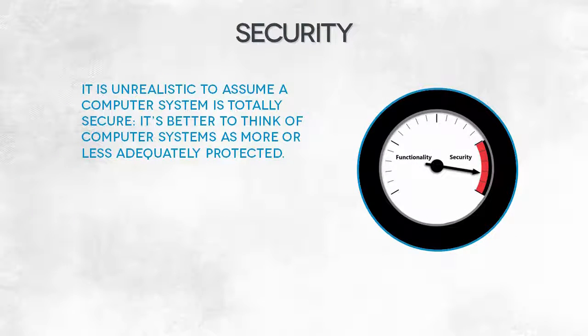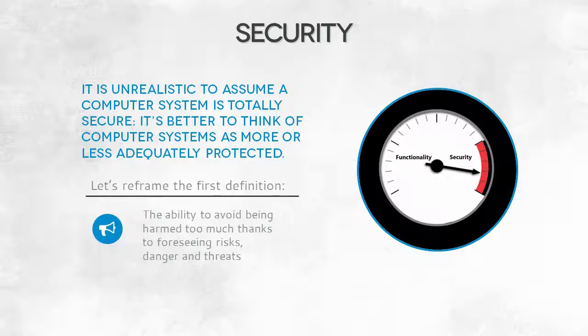Keeping that in mind, let us try to redefine security once more. The goal of security is to be able to avoid too much damage by assessing risk, dangers, or threats. It may not sound that optimistic, but it is certainly more realistic. Therefore, we will consider how to assess risk and potential damage by means of threat classification.